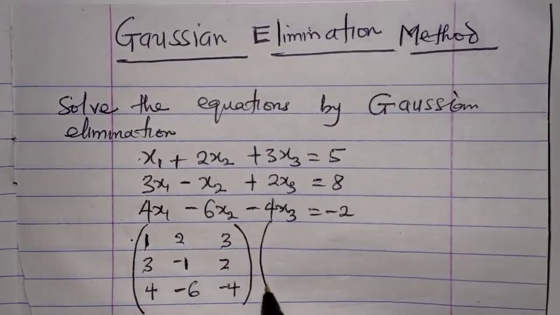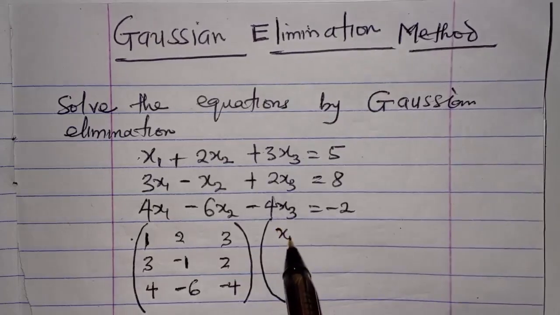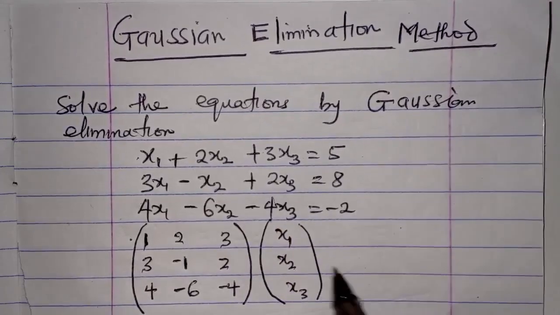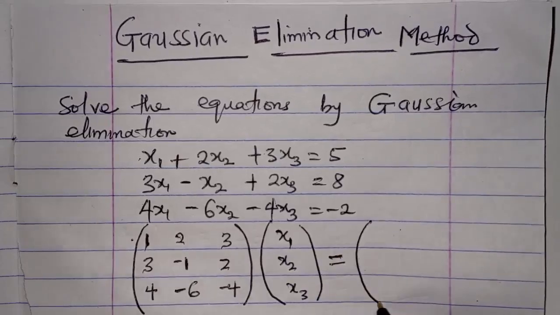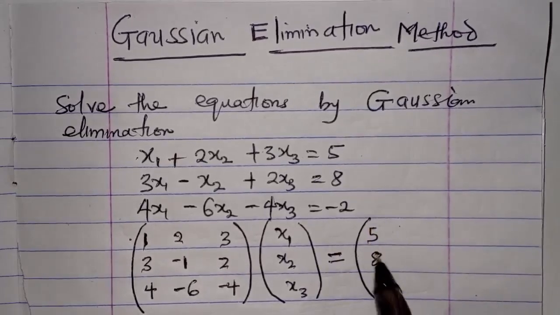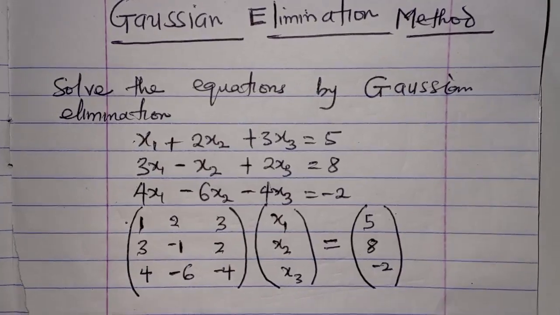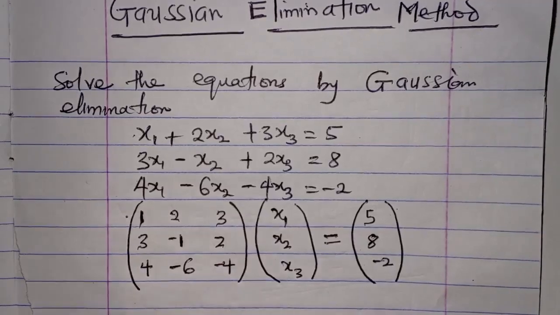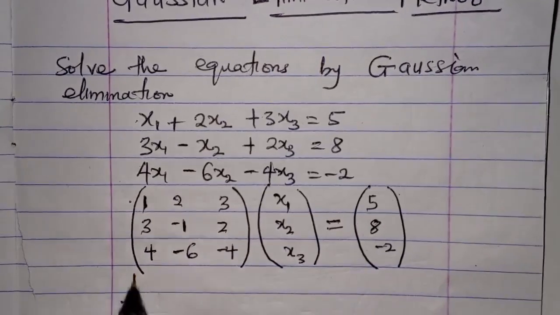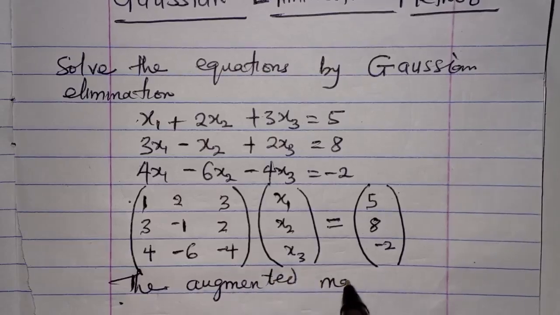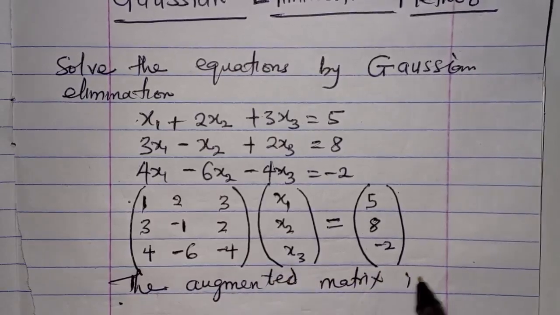And then I'll multiply this matrix by x1, x2, and x3. The product of this matrix is equal to the right hand side, 5, 8, minus 2. I've written the system of equations in the form of a matrix. Okay, so we now form what we call the augmented matrix. The augmented matrix is this.